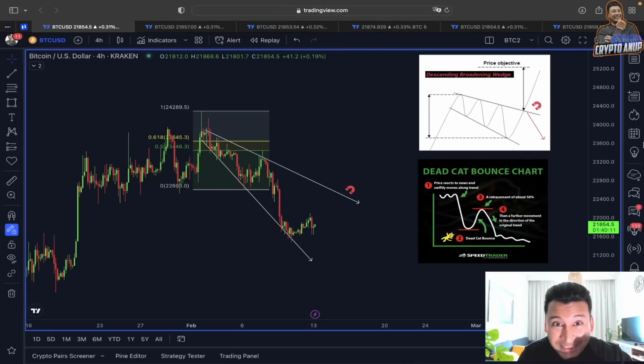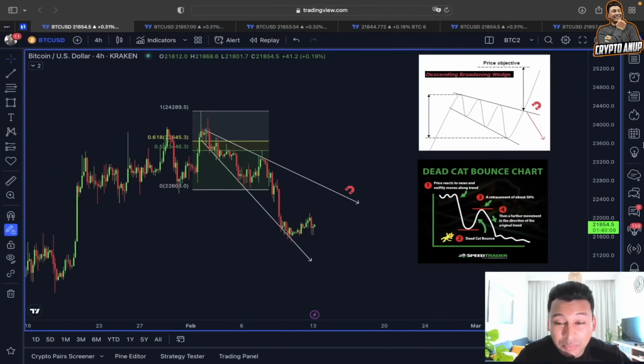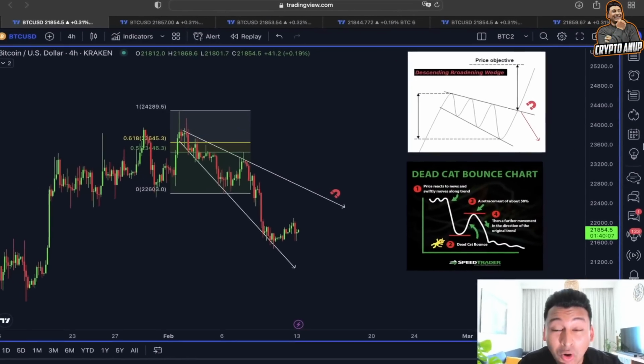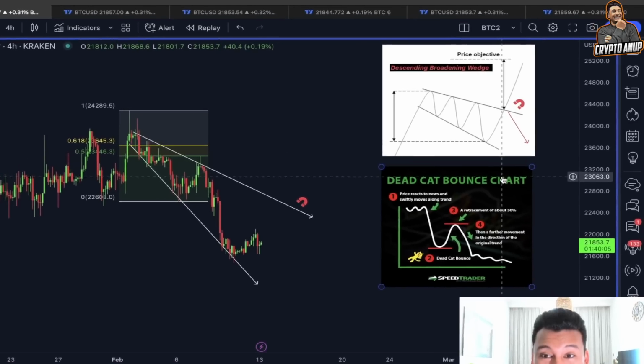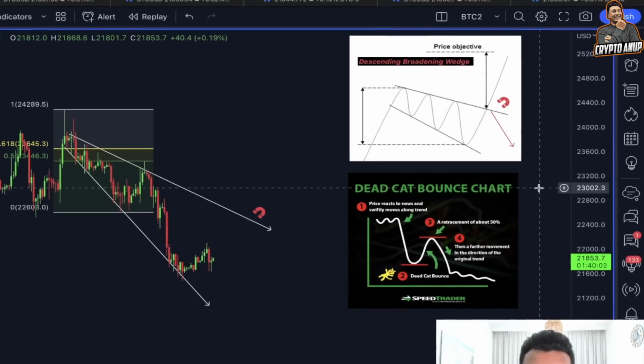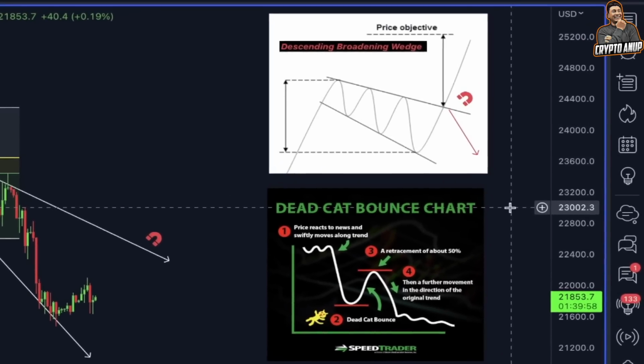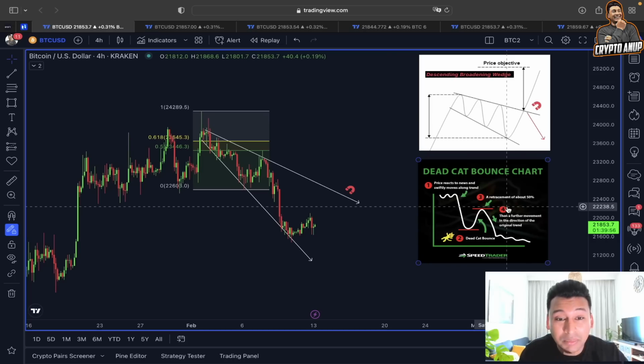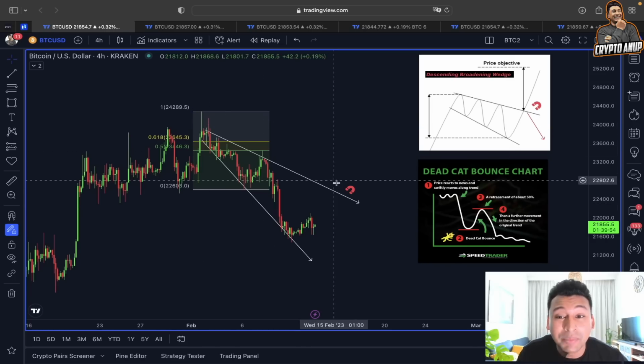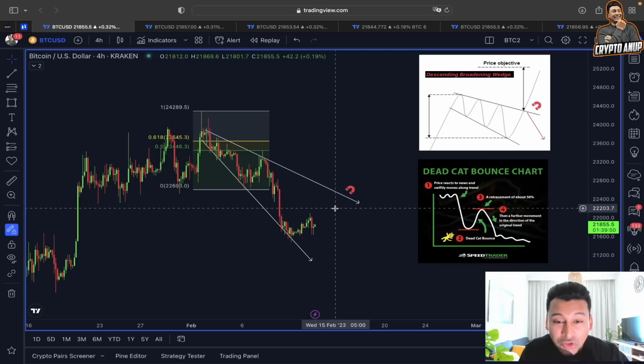So what is going to happen next? Will the price of Bitcoin form this dead cat bounce chart, or is it going to play out as a descending broadening wedge breakout with a potential price target around the 25,000 range? Yes guys, because we found out since a couple of days the price of Bitcoin is being trapped inside this descending broadening wedge, which is a bullish continuation pattern.